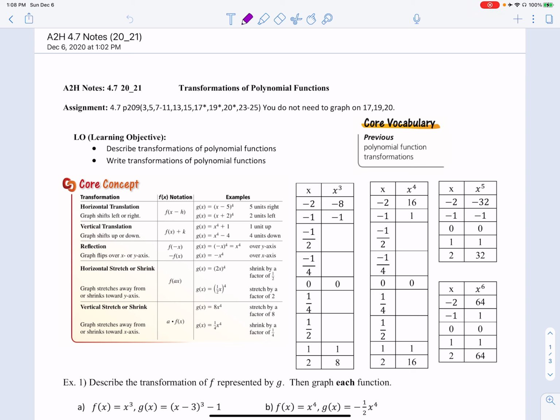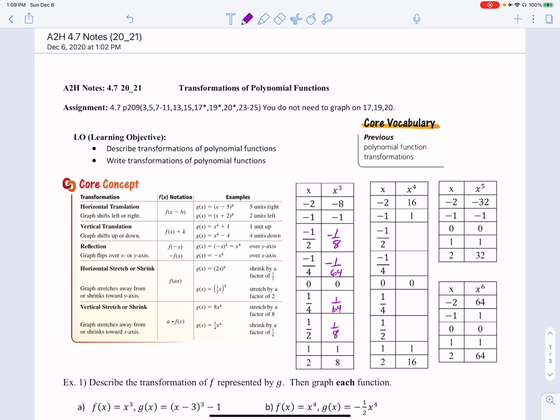And so you might want to pause and complete the charts for x cubed and x to the fourth. I've already done it for x to the fifth, x to the sixth. And then see if you've got them right. And just use fractions, please. See how you did. Should be negative 1/8, negative 1/64, positive 1/64, and positive 1/8.